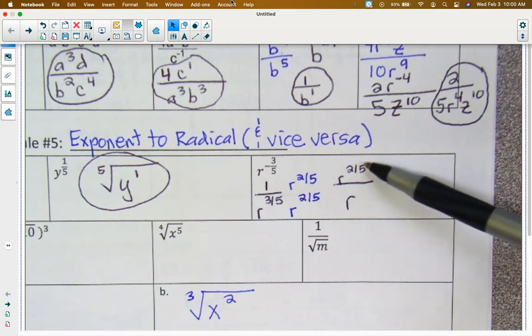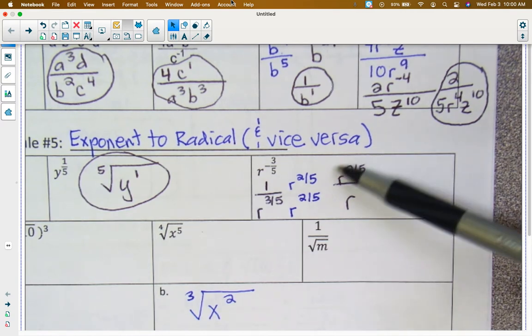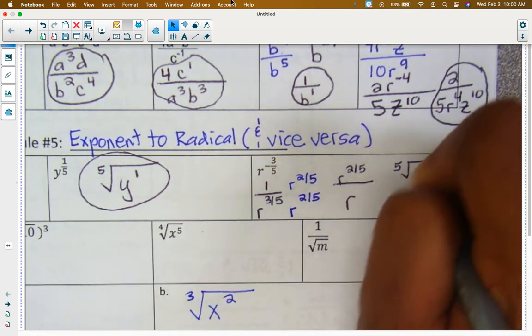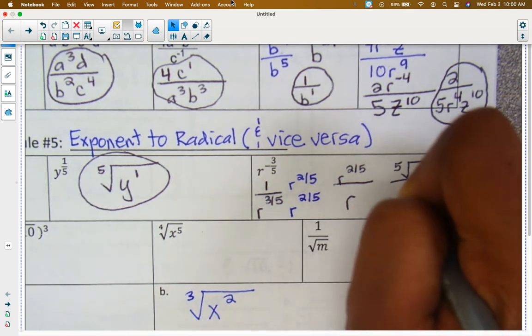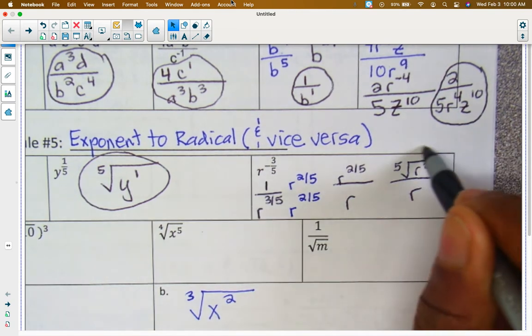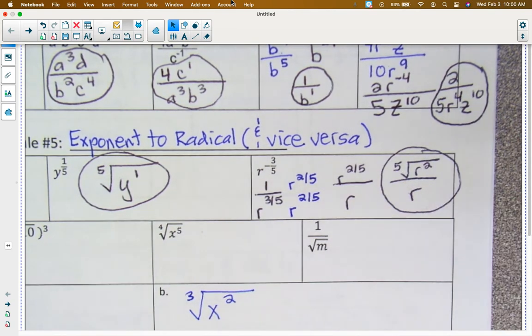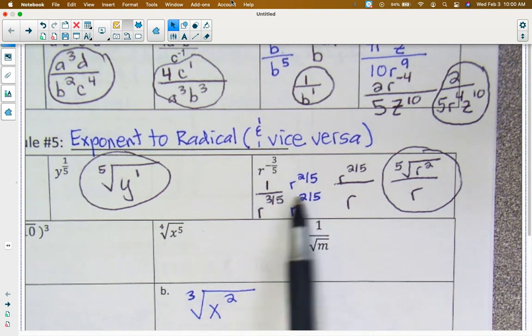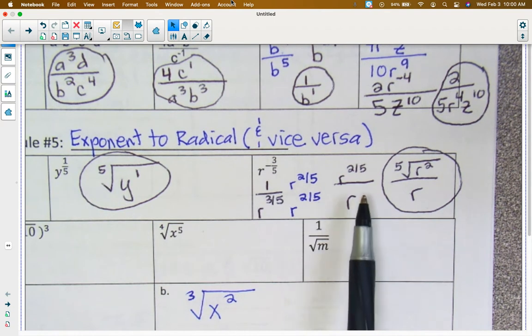Finally, I can convert this to a radical. So in radical form, it's going to be the 5th root of r over r. This process formally is called rationalizing the denominator. We cannot have a fractional exponent in the denominator to be simplified, quote unquote. So how do I make it be? You multiply it by something that when you add it together, it's going to make it be a whole number. WHOLE, a whole number.